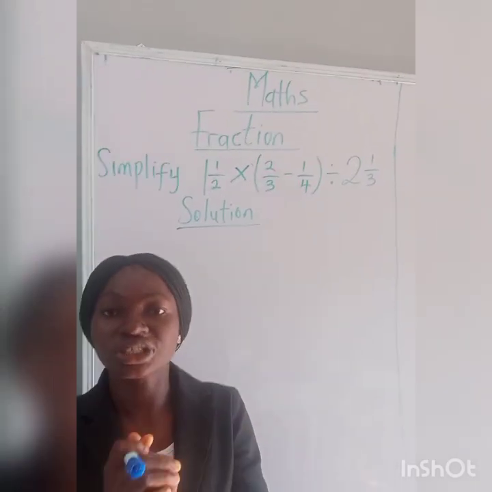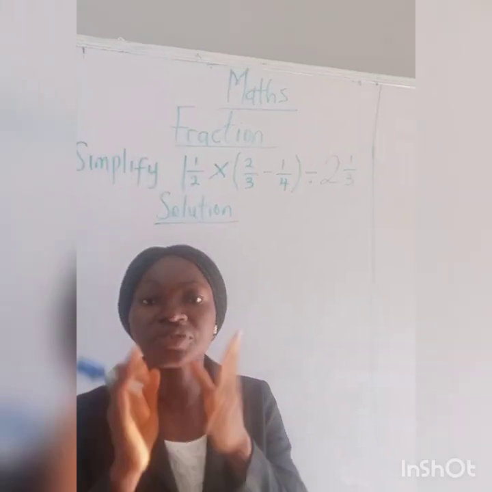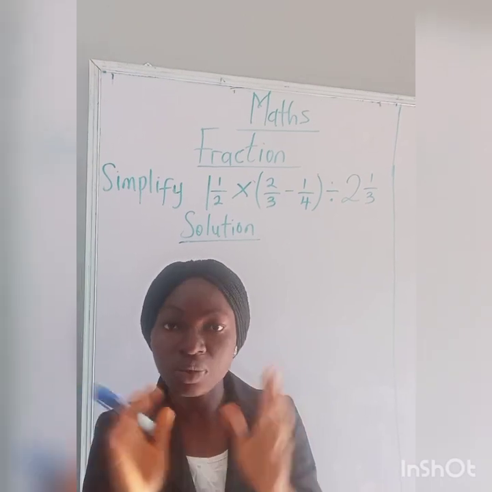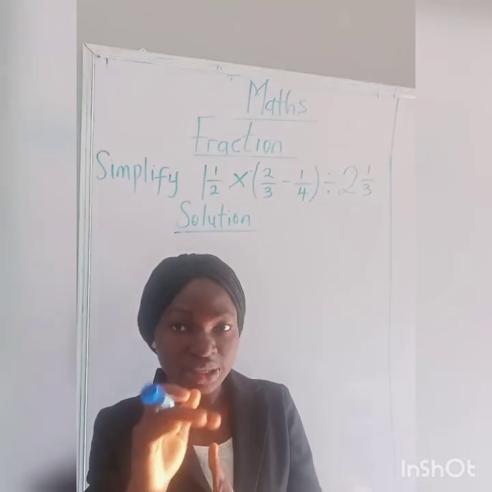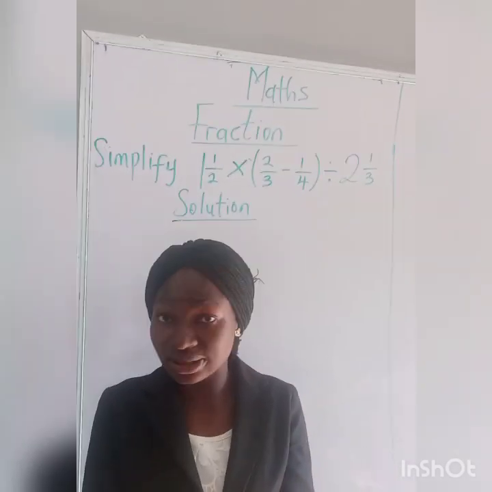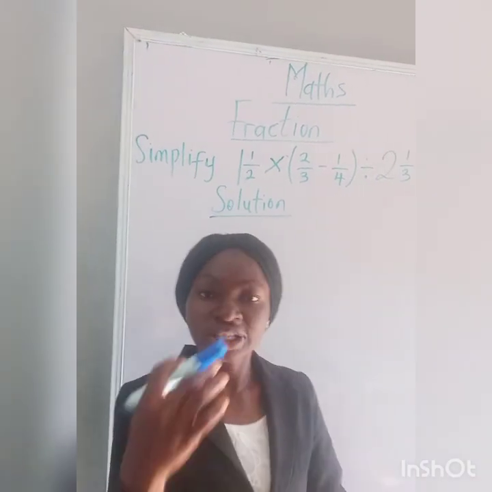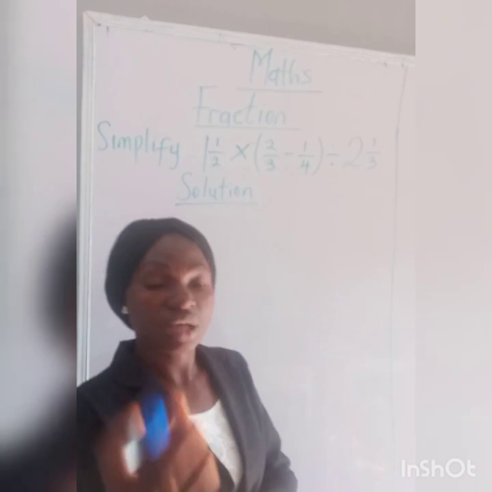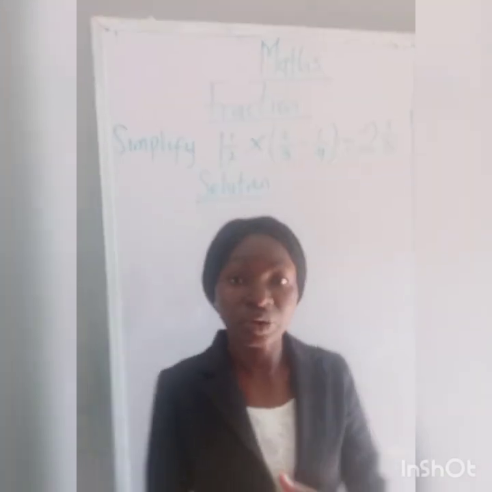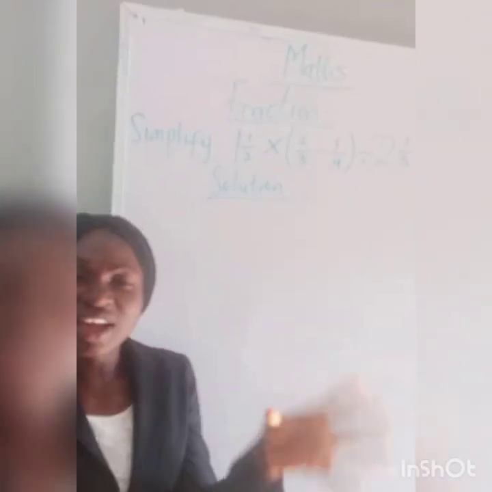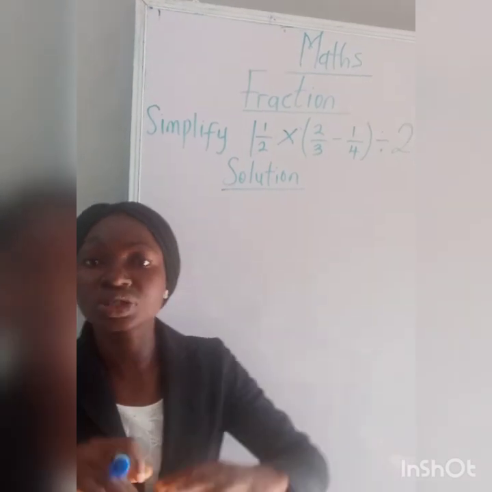The topic is fractions: solving fractions involving different basic operations. What are basic operations in mathematics? This involves various signs in mathematics, like multiplication, division, brackets, addition, subtraction, and so on. Now when we have different signs in our fraction, how do we solve it?